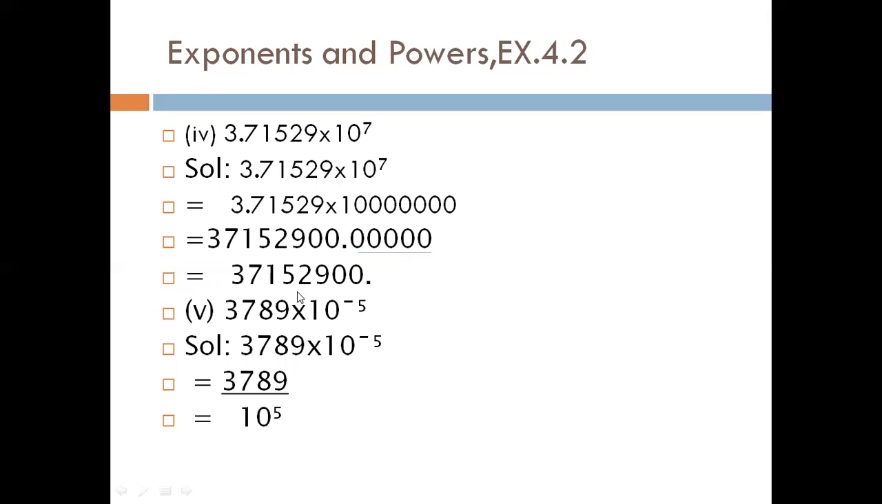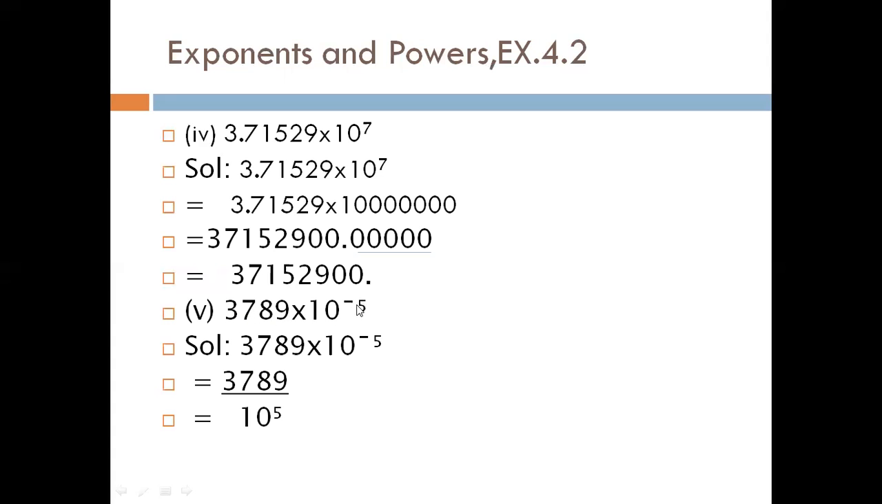3715290. When negative power is there, you'll get the answer as 0 point something. When positive power is there, you'll get the numerical followed by zeros. Remember that. Here negative power is there, so you'll get the result as 0.00 something. Here positive power is there, that's why you'll get the numerical followed by zeros. Now see how to convert this.